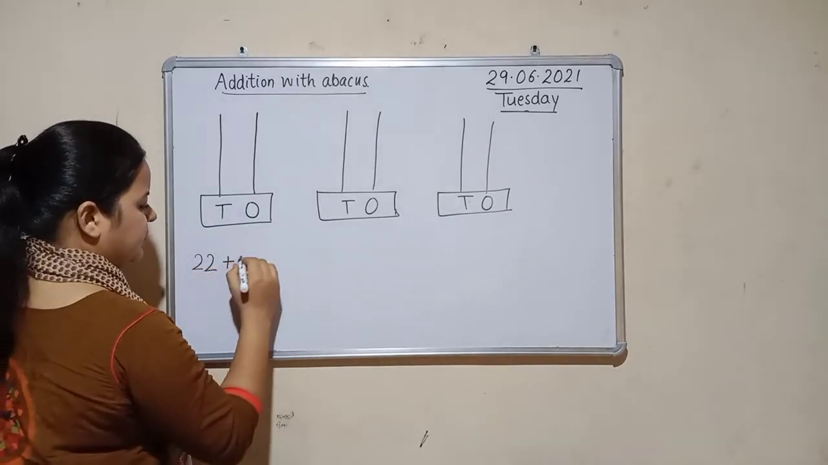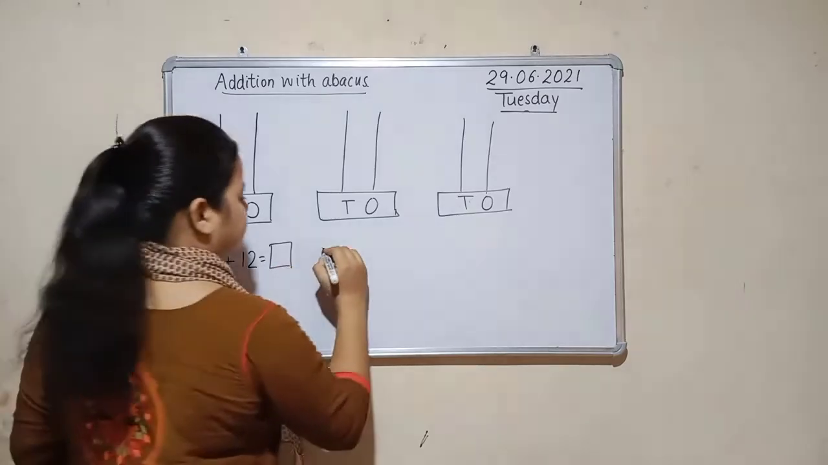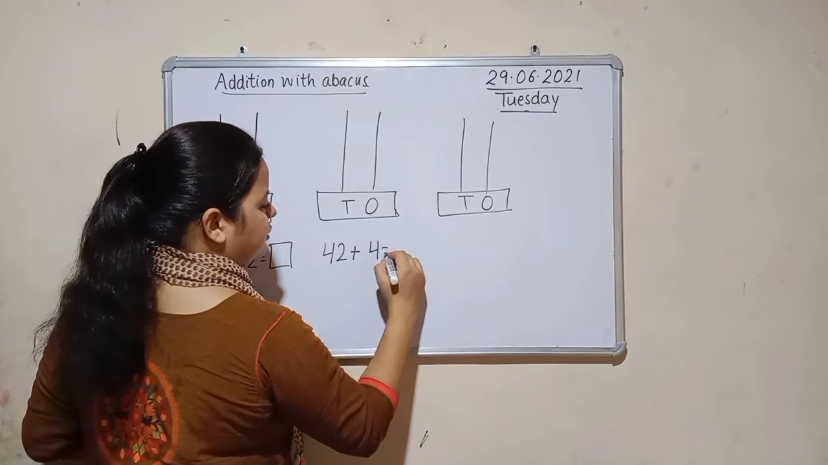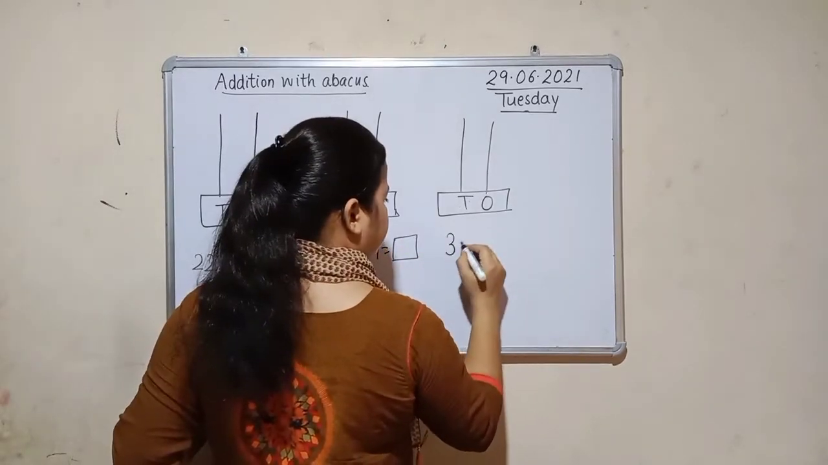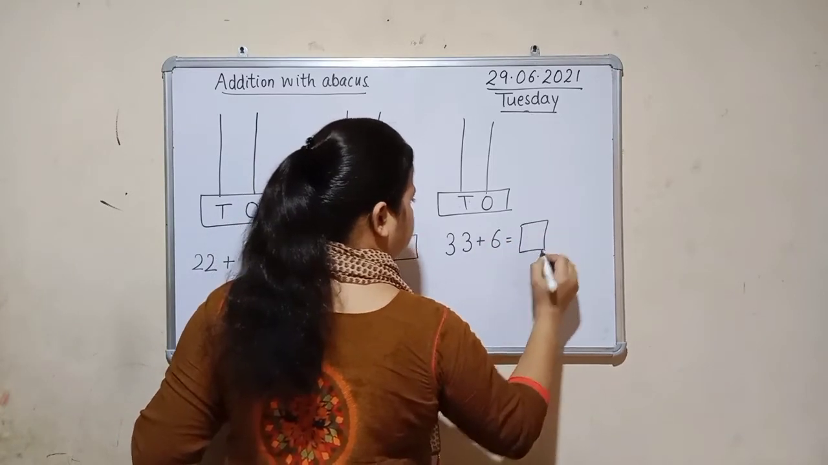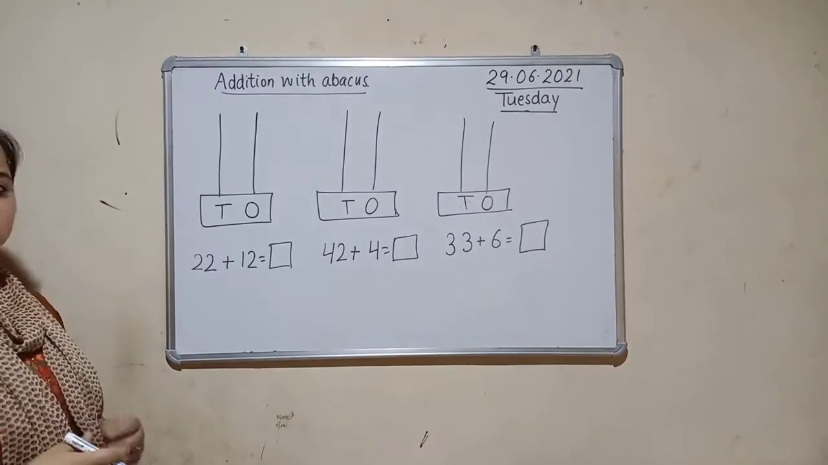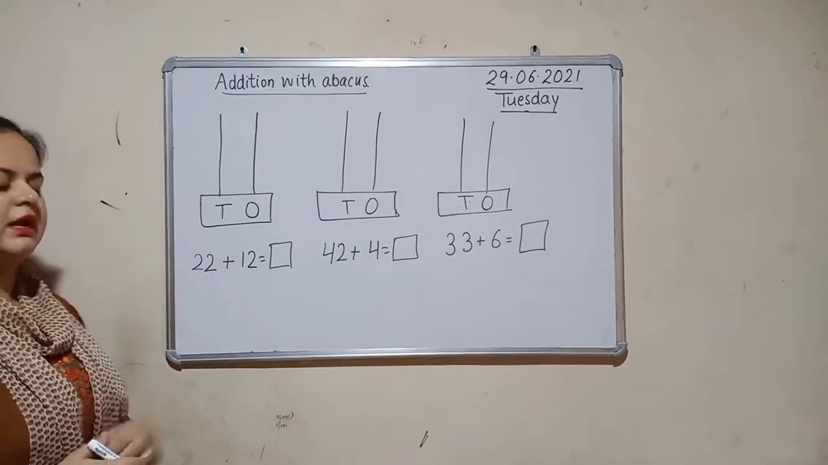22 plus 12. 42 plus 4. 33 plus 6. Start. Okay, 22 plus 12.